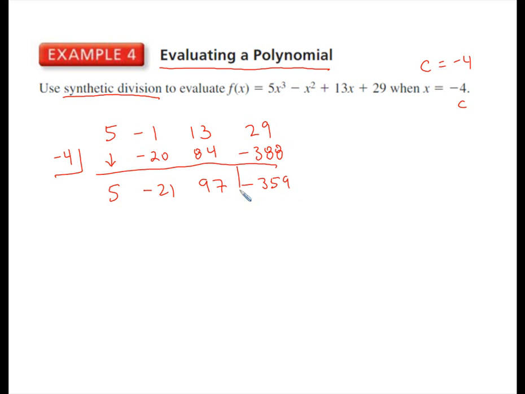So that's our remainder. Now when they tell you to evaluate the polynomial, that means all you care about is the remainder, right? So your answer here, you just say is -359. This is all you care about, okay?